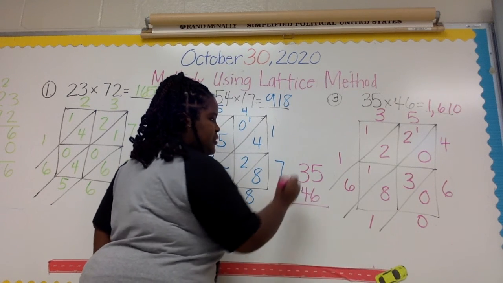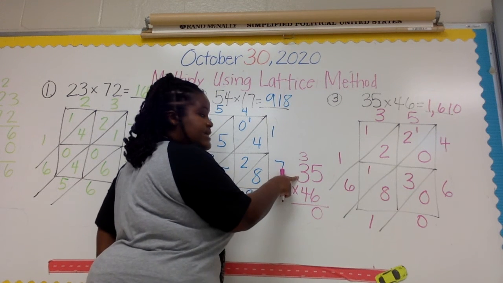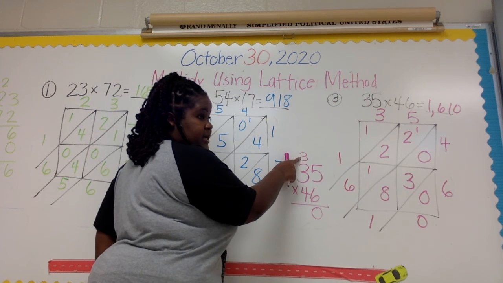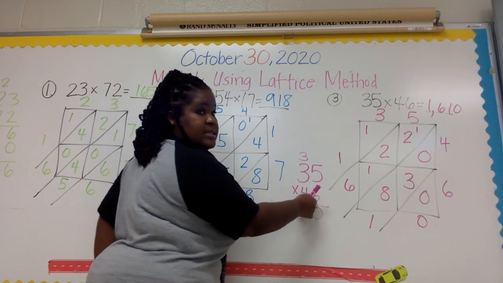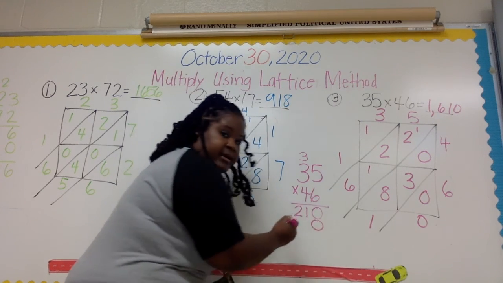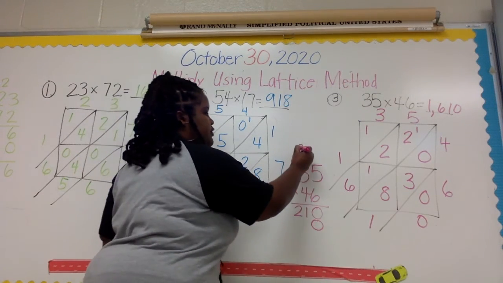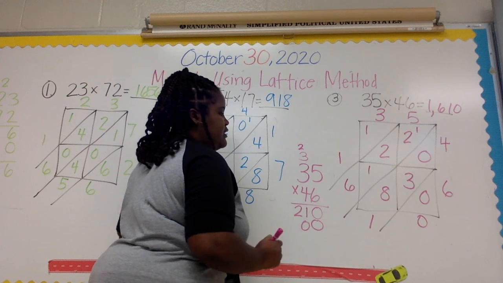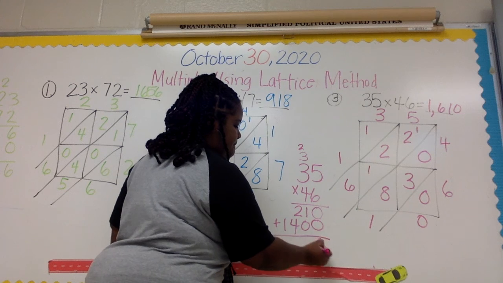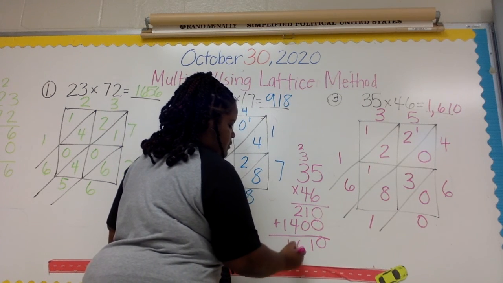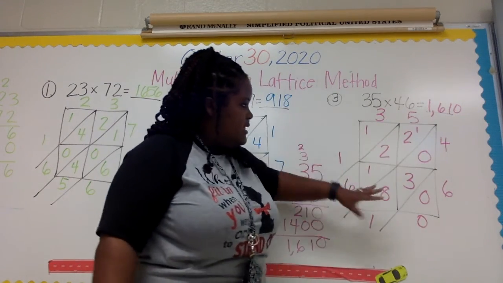6 times 5 is 30. Carry my 3. Bring down my 0. 6 times 3 is 18, plus 3 is going to give me 21. I'm done multiplying in the ones column from down here, so I'm going to put a 0 there, okay? 4 times 5 is 20. Carry my 2, bring down my 0. 4 times 3 is 12, plus 2 is 14. So now I'm just going to add. And my product is the exact same as what I got when I did this method, okay?